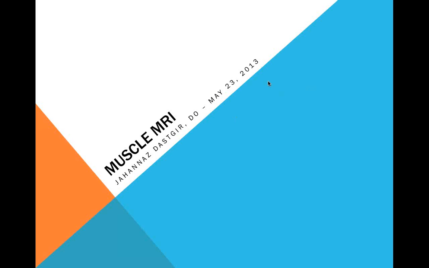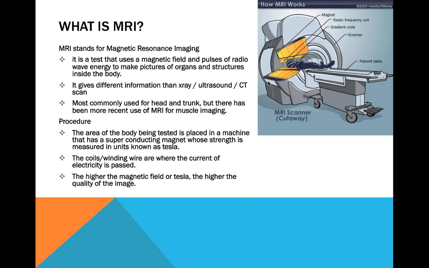So, as you know, today's talk is going to be about muscle MRI. Basically, this is just going to be a basic overview on MRI in general and the use of muscle MRI with regards to diagnosis, potentially prognosis, and potentially as a biomarker in neuromuscular disorders.